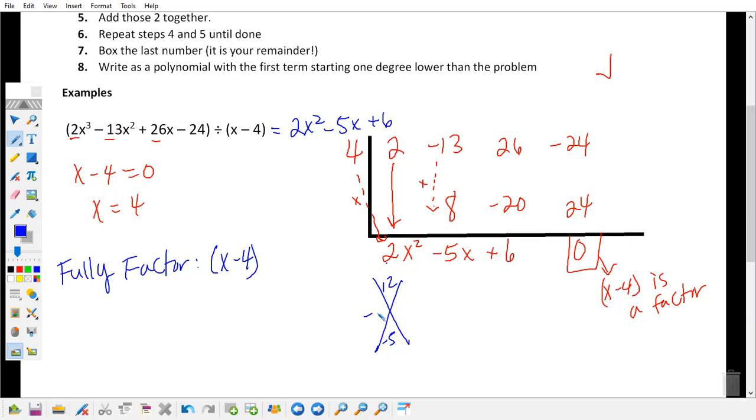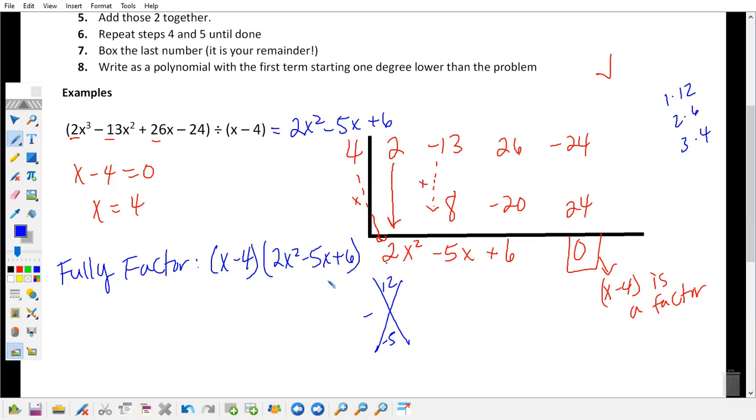Like this is -5 and -1. No, -5 and negative... So the fact you have 1 and 12, you have 2 and 6, you have 3 and 4. Do any of those, will any of those work? No. So that means that this is as factored as I can get.